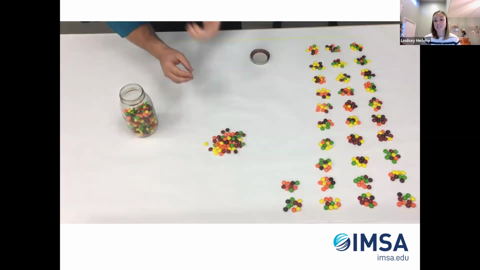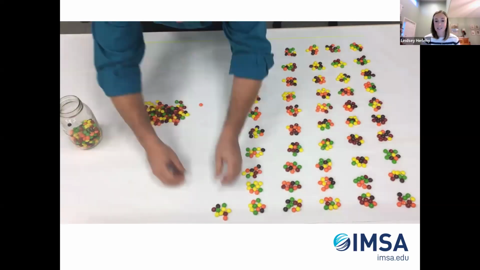Also notice how he's arranging all of these Skittles, I think is really interesting.